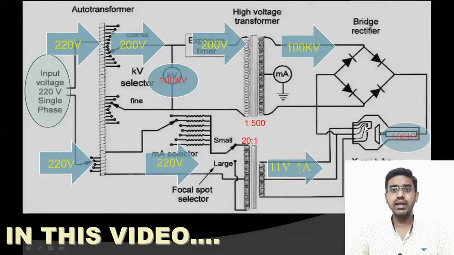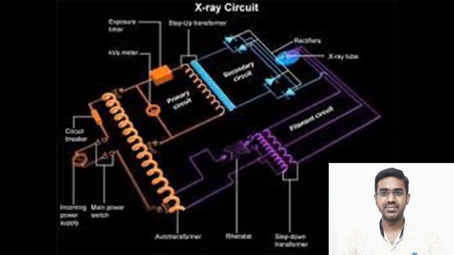This whole thing happens when we press the standby button, that is, electrons are ready from the cathode end. When the exposure button is pressed, high voltage is given across the cathode and anode.